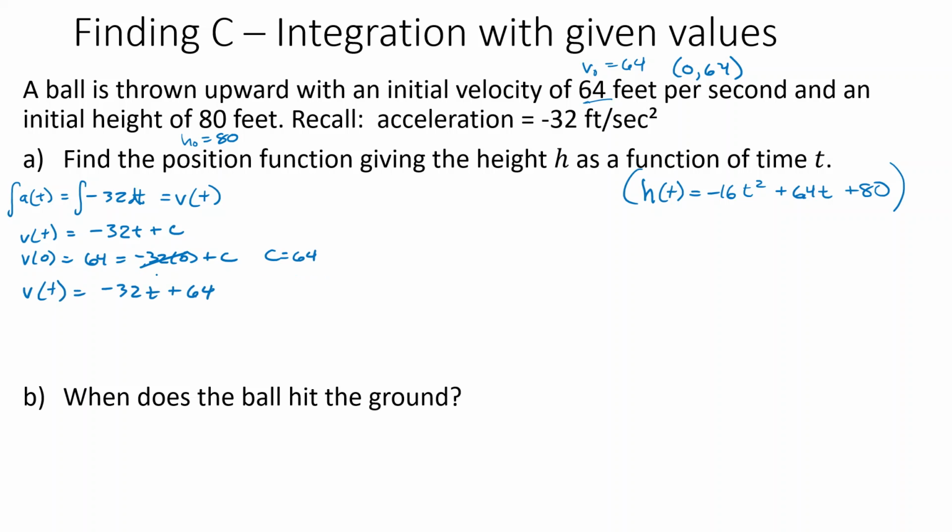Now they could have given us any point. Any point we could plug in a t and set it equal to whatever the y value is here, in which case the v value, velocity, and we could solve for that c. And that's how we solve for c. So we just need any point.